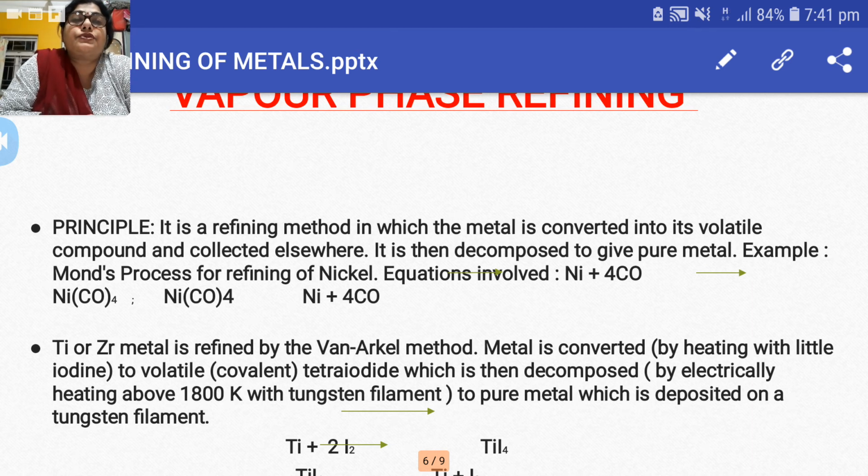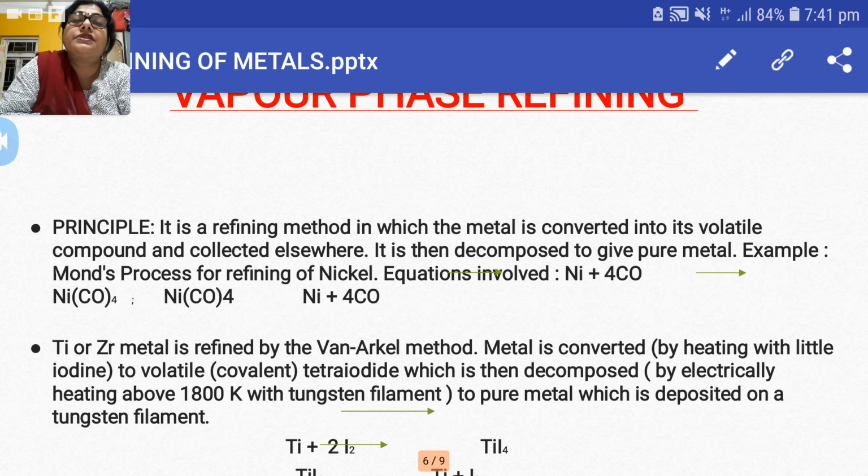It is then decomposed to give the pure metal. For example, there are two processes which are discussed here. One is Mond's process and another one is Van Arkel's process. The first part of the equation is nickel. It is treated with carbon monoxide to form a volatile compound, that is nickel tetracarbonyl.